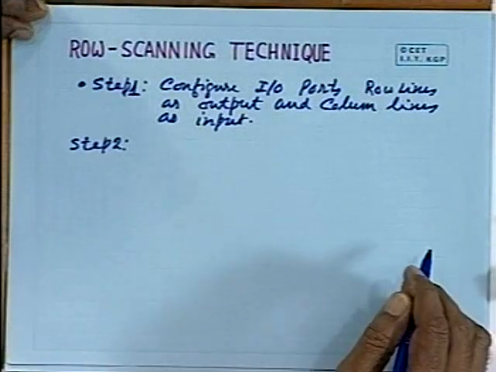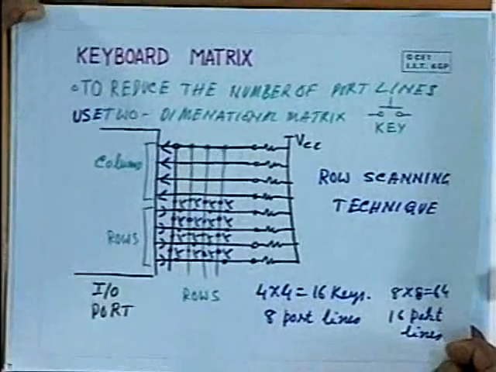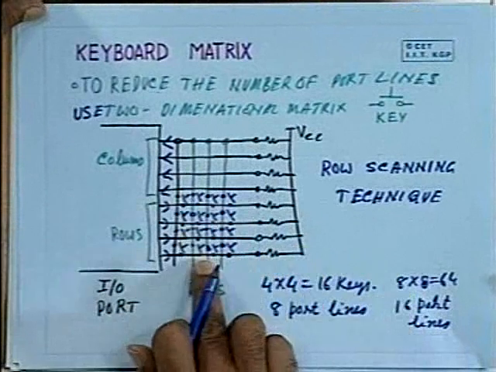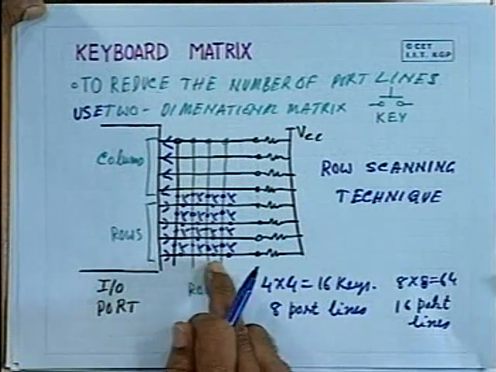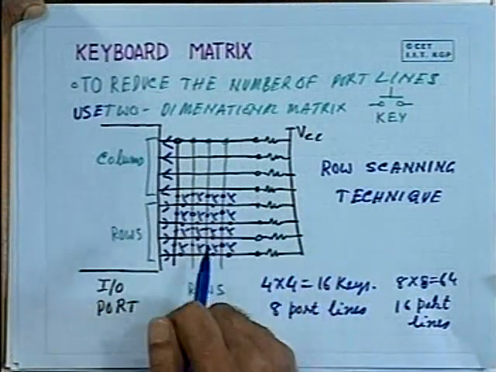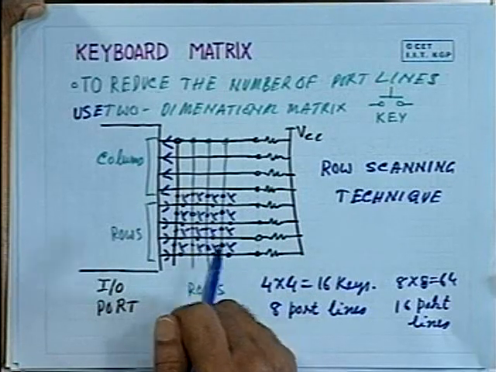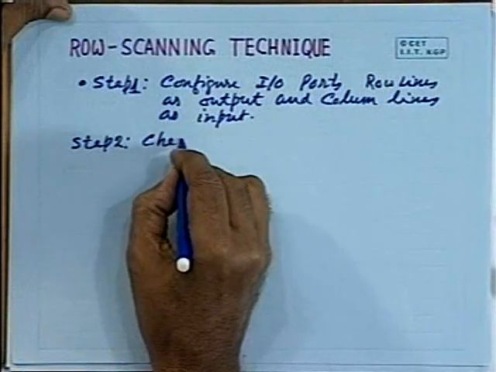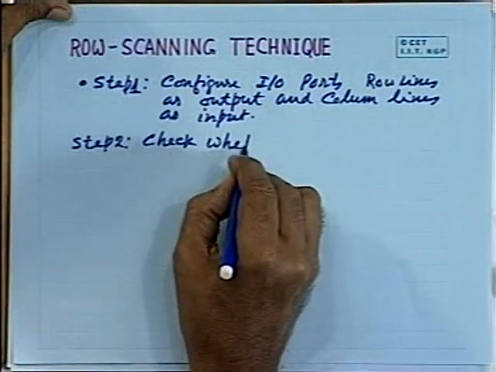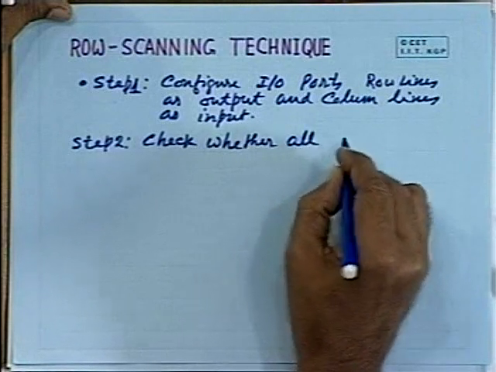What will be the second step? Before you identify a key closure, you have to see that the previous key depression has been released or not. So before you try to read a key, you have to ensure that the previous key depression has been released. You are not reading it a second time. So the second step will be to check whether all keys are open.